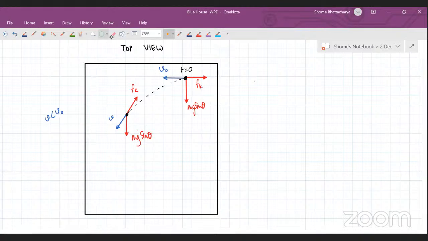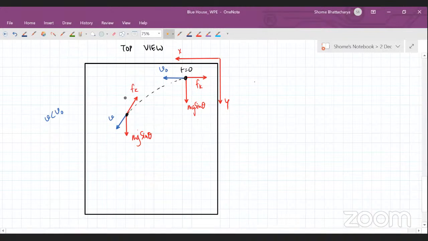So mg sine theta is like this, okay. And remember our coordinate frame is like this. This is our x-axis and this is our y-axis. So when we are seeing the top view, this is our system of axis. Okay.